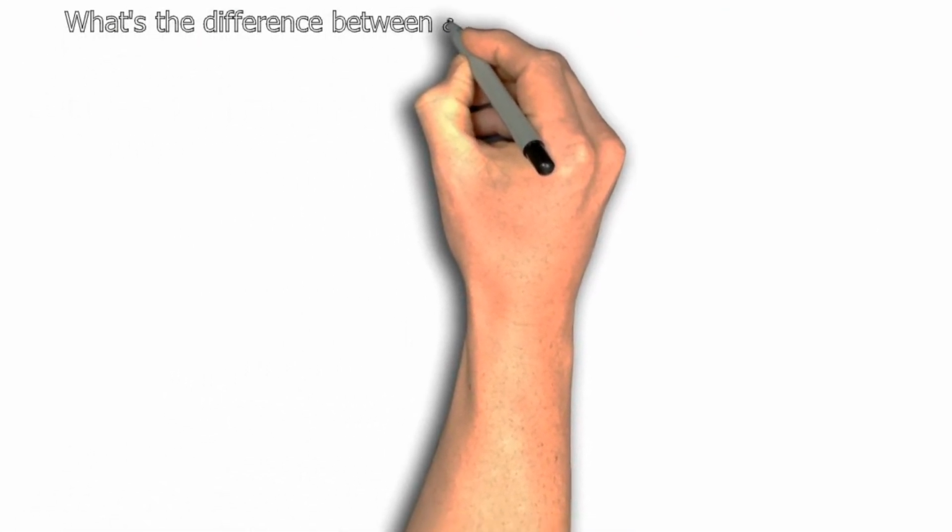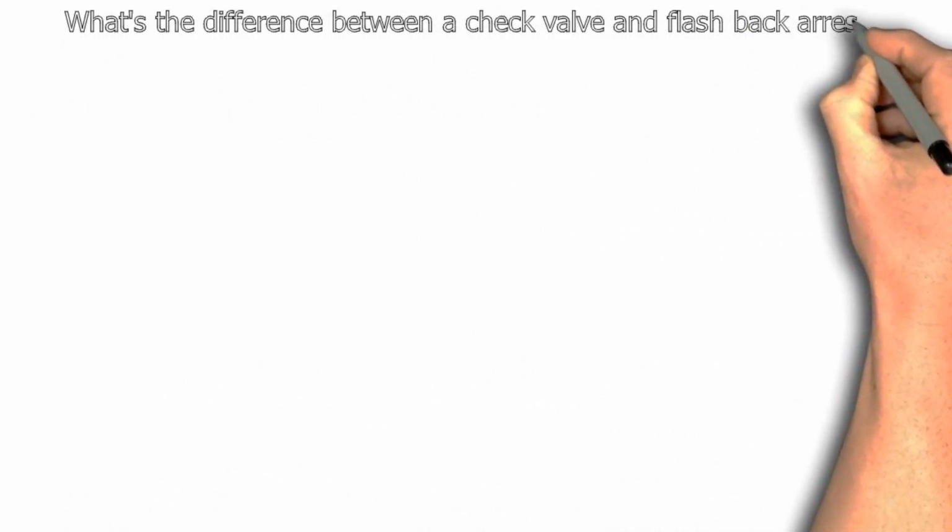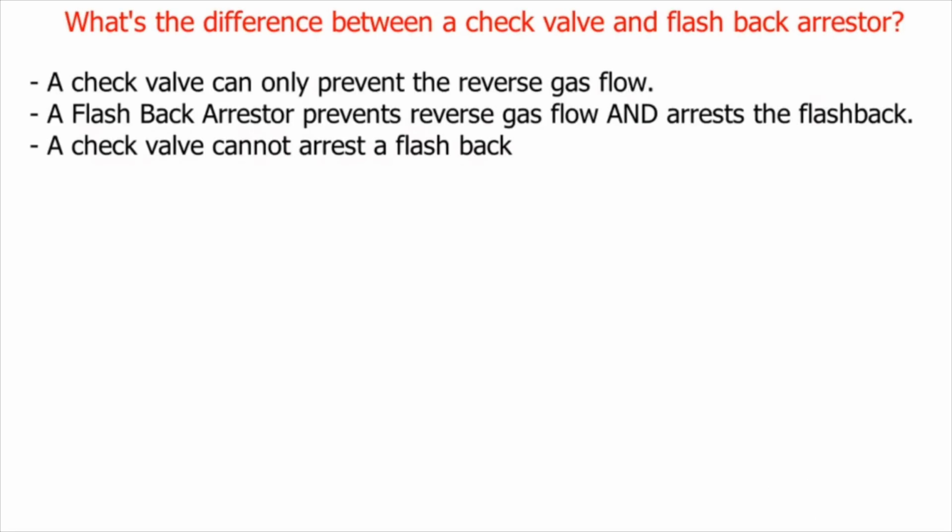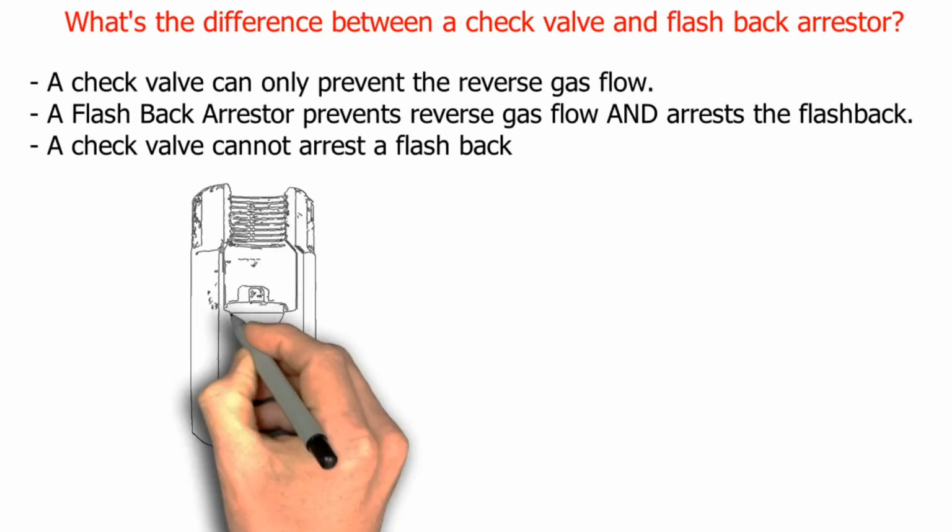What's the difference between a check valve and flashback arrestor? A check valve can only prevent the reverse gas flow. A flashback arrestor prevents reverse gas flow and arrests the flashback. A check valve cannot arrest a flashback.